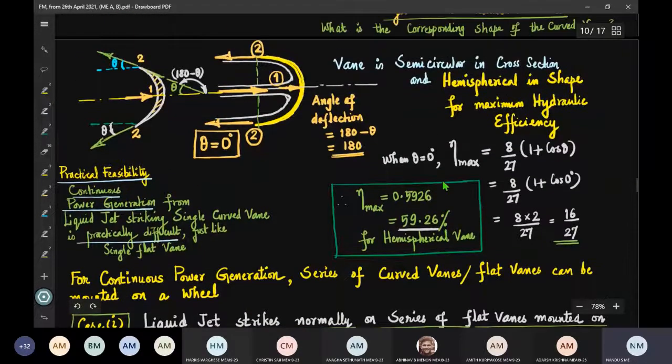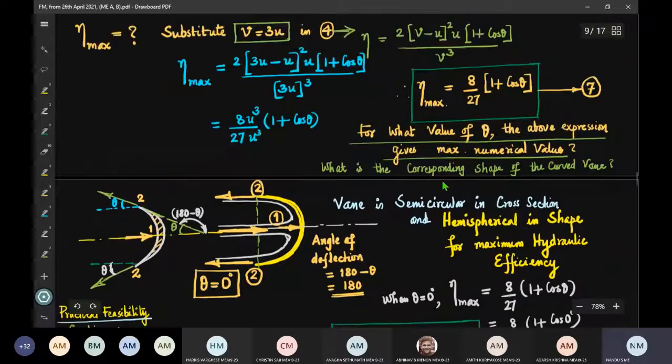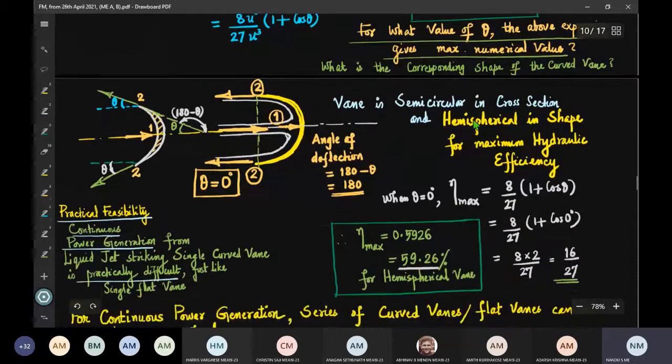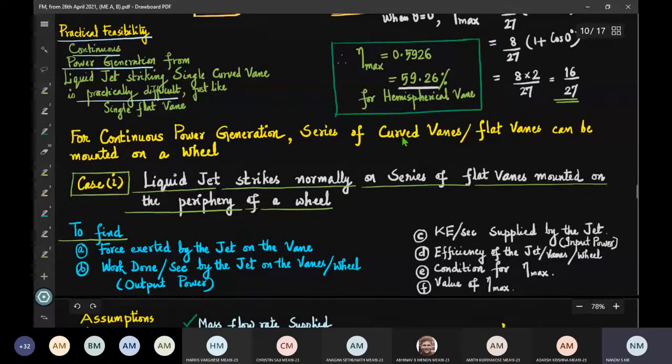For other curved vanes, it matters. 8 by 27 into 1 plus cos theta. This is the expression you have to use for finding the hydraulic efficiency in the case of curved vanes. So if you substitute the vane angle at the outlet tip over here, you will get the maximum efficiency which you can obtain in the respective cases. For a hemispherical vane, this value is 59.26 percentage.